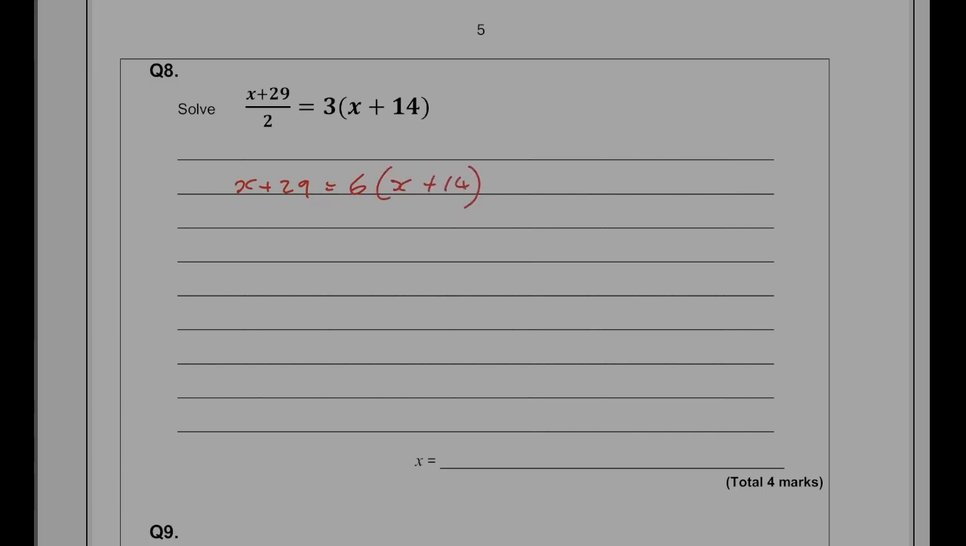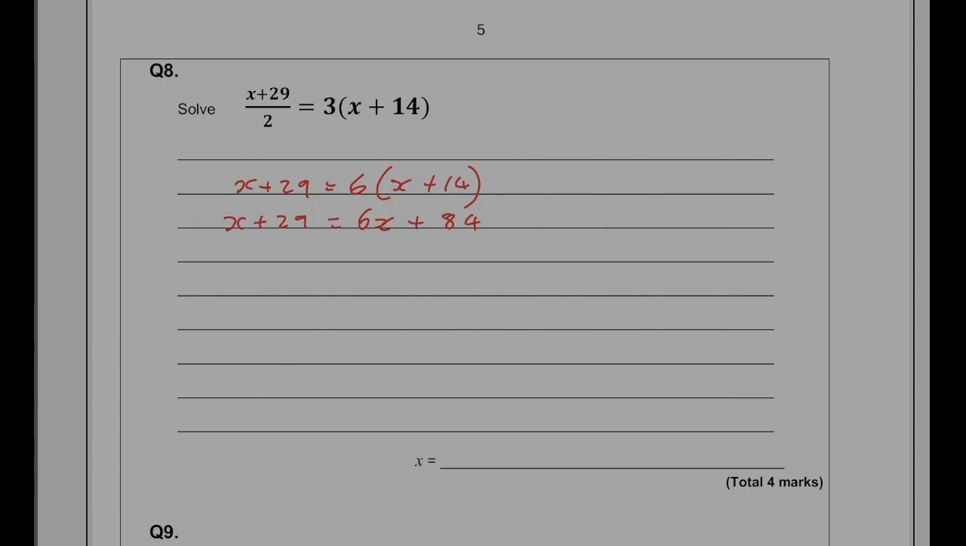Now if I expand this bracket, that would give me x + 29 = 6x + 14 times by 6. 10 lots of 6 is going to be 60, 4 lots of 6 is going to be 24, so we're looking at 84. Right, I'm going to move my x's to the right, and my numbers to the left.